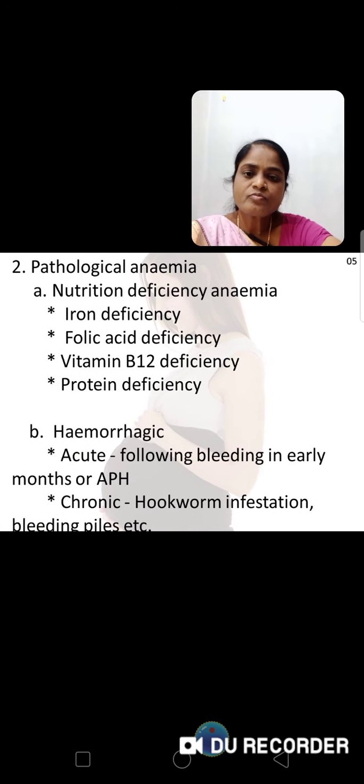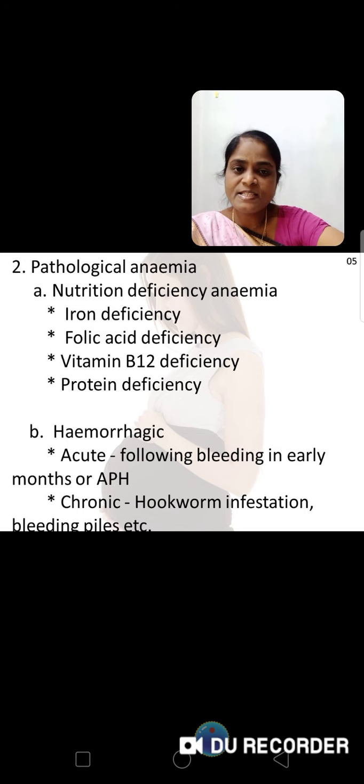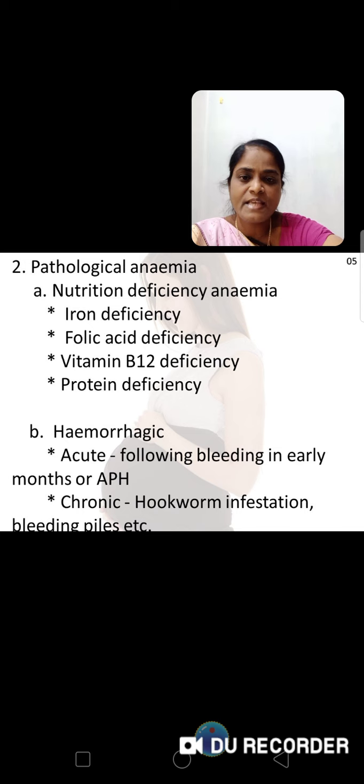And next, pathological anemia in pregnancy. Under that, the first one is nutritional deficiency anemia. Nutritional deficiency anemia includes iron deficiency anemia, folic acid deficiency anemia, vitamin B12 deficiency anemia, and protein deficiency anemia.